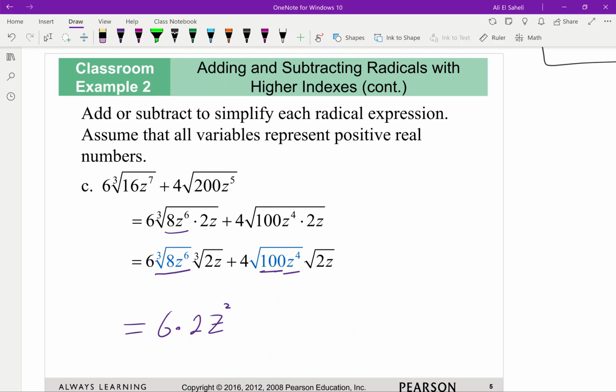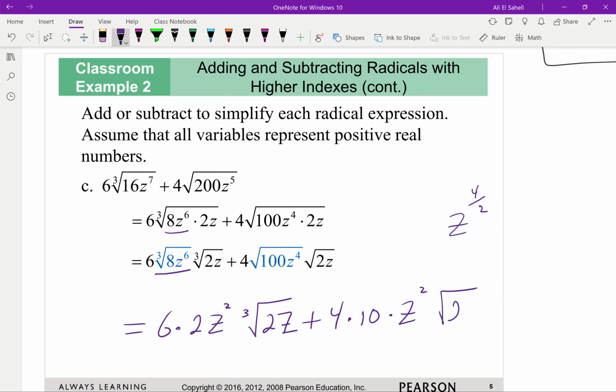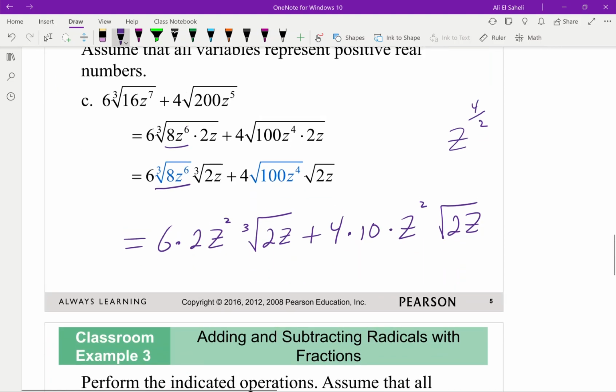Okay, I forgot this here, right? So I still need this cubic root of 2z. All right, plus 4 times radical 100 is 10. Radical z to the 4 is z to the power 4 over 2, so that's z squared. And we have radical 2z. Okay, this is radical 2z. Now, this is the square root of 2z. This is the cubic root of 2z.